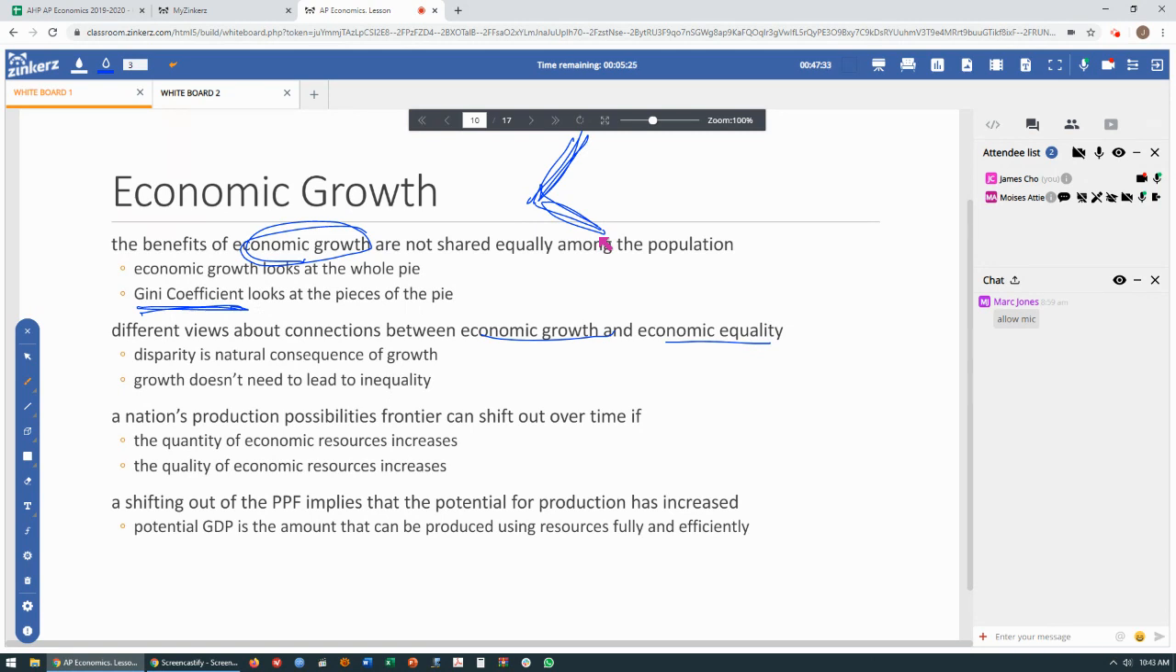There's some other economists who think, you know what, it doesn't have to be that way. It could be the case that your economy is growing and everybody is better off. We just need people not to be greedy and selfish, like in Finland. I don't know. There's no real answer for this. They're still debating this.